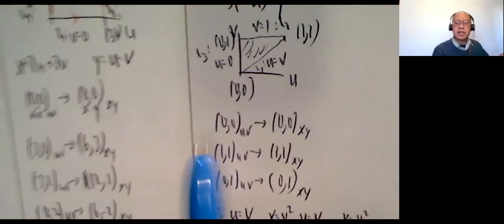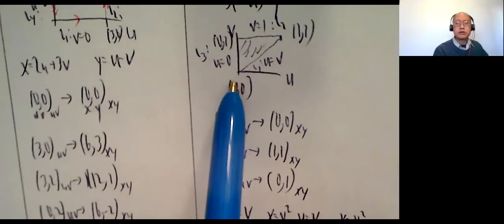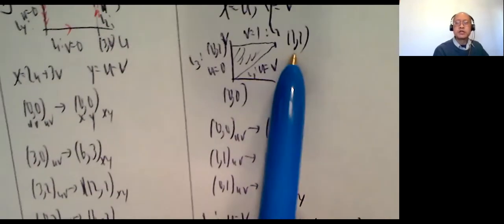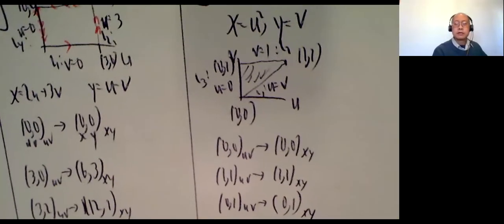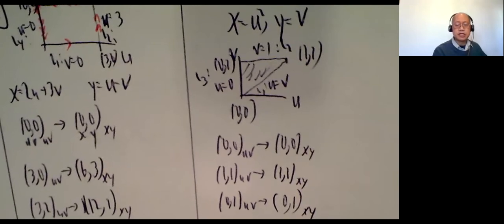So all 3 points stay the same. (0,0) stays (0,0). (1,1) stays (1,1). (0,1) stays (0,1). So, hey, I still have a triangle. Well, let's try it.